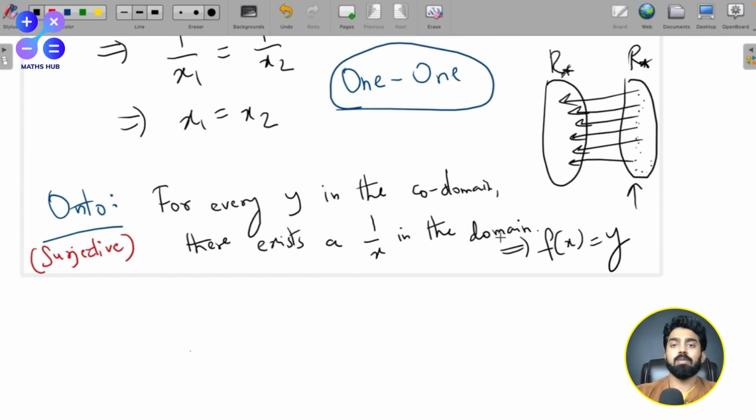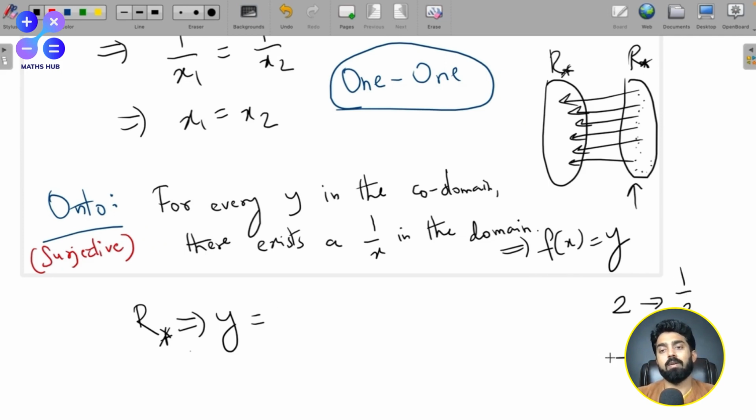Now, how do you prove that? So, what is our codomain? Our codomain is R star, which is a set of all real numbers. So, for every y, can I not write a 1 by x? So for every, let's say you take a number 2, I can always get a 1 by 2 for that. Let's say you take a number, I don't know, like root 2. You can always write a 1 by root 2. So for a y in R star, you can always write a 1 by x, right? You can always figure out a 1 by x for that, such that y is equal to 1 by x.